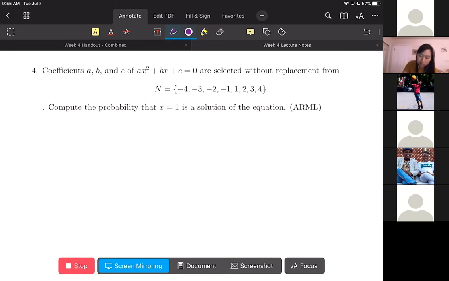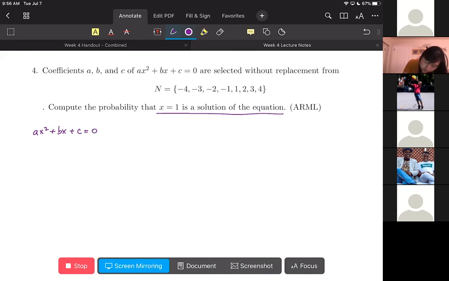Yeah, so let's use this fact that x equals 1 is a solution of the equation. If we know that when x equals 1, that's a solution, what does that tell us about a, b, and c together? That it's basically a plus b plus c equals 0.